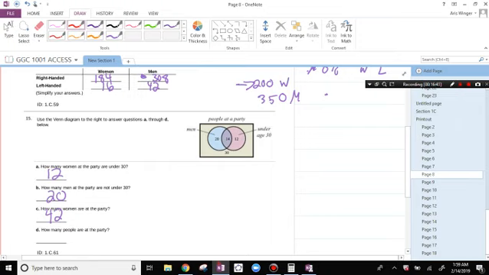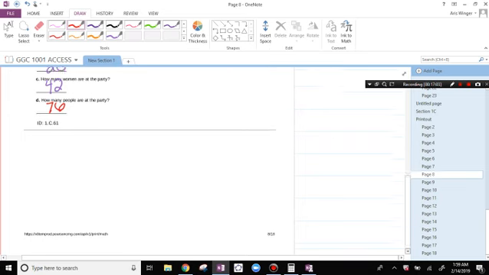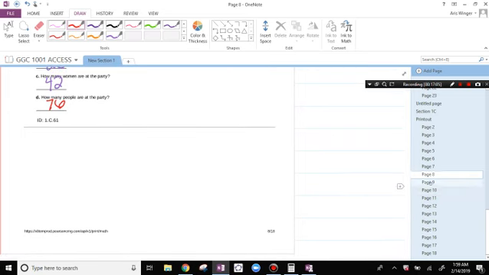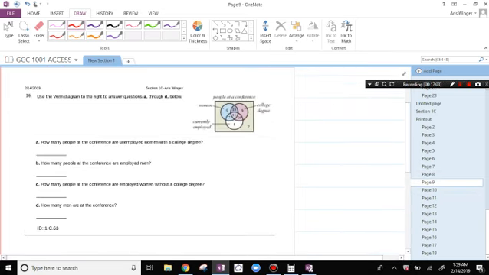How many people are at this party? We're going to do 30 plus 20 plus 14 plus 12, 50 plus 26, 76. So we can zoom in here.